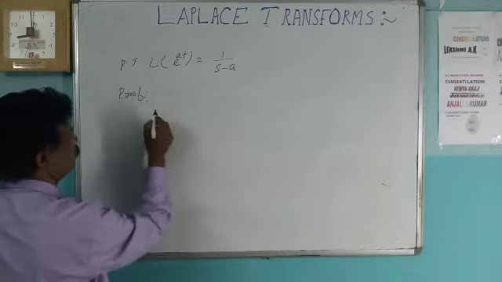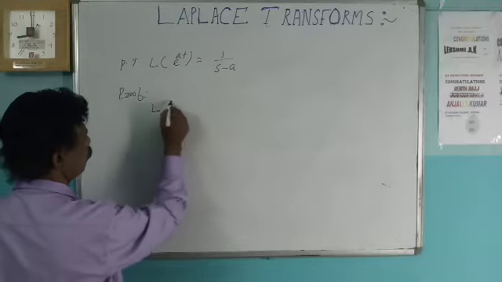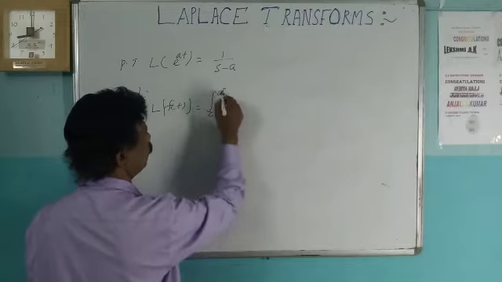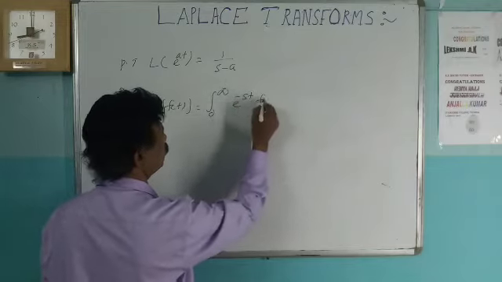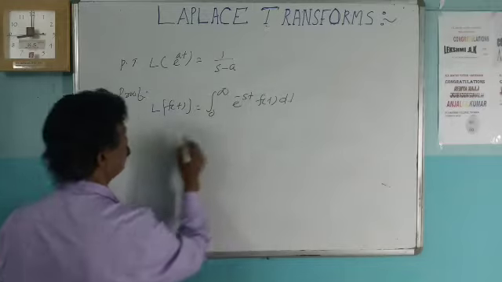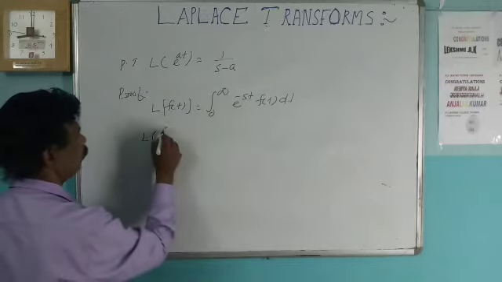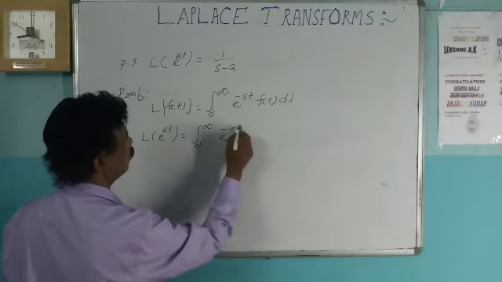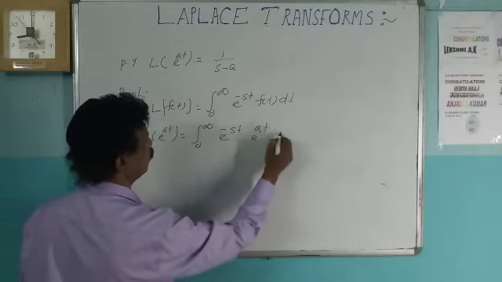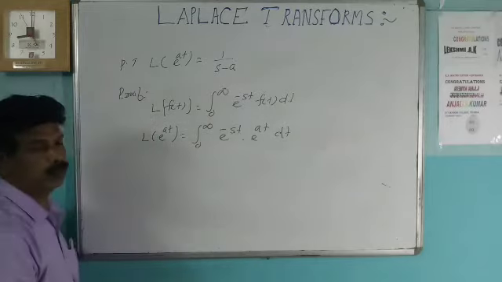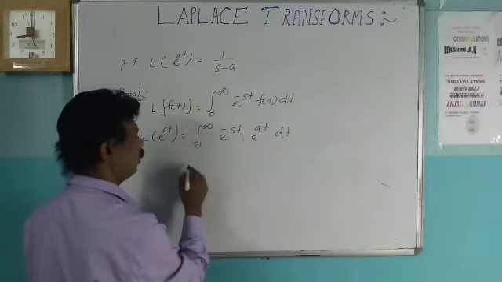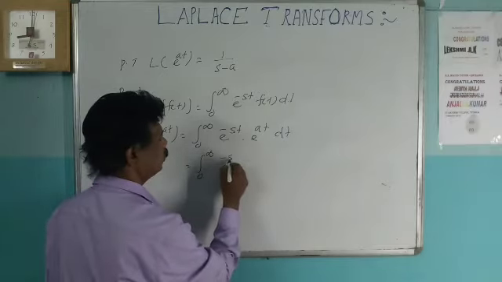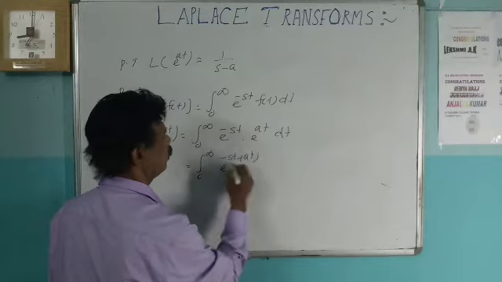By the definition of Laplace transform, we can write Laplace of f of t equal to integral 0 to infinity e raised to minus st f of t dt. That is, Laplace of e raised to at equal to integral 0 to infinity e raised to minus st into e raised to at dt. Instead of f of t, I can substitute e raised to at. A raised to m into a raised to n is equal to a raised to m plus n. So we can write e raised to minus st plus at into dt.